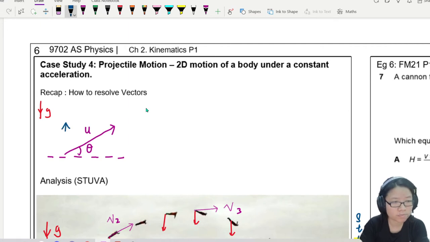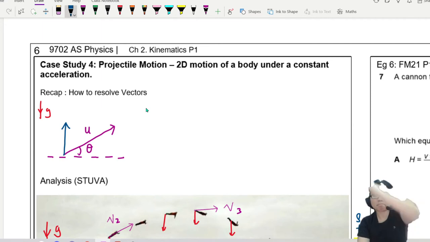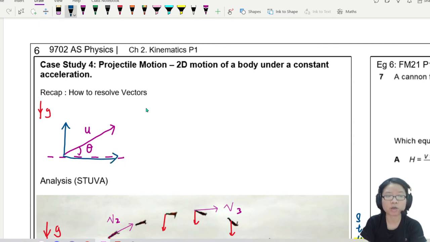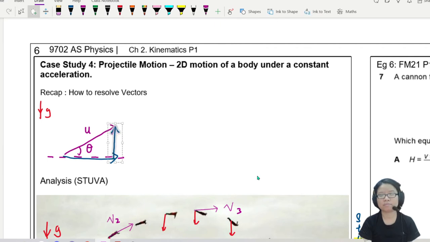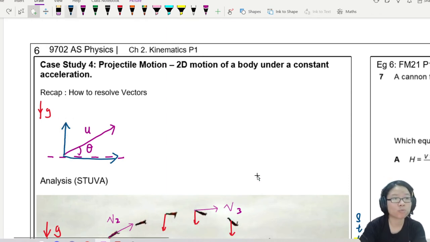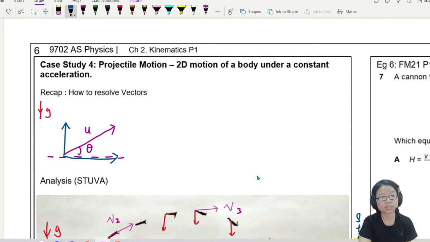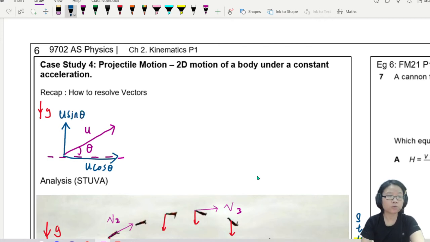This component is moving up, so I have an upward component. This is also moving to the right, so I have a right component. So it's split. If you don't like this split one, you prefer to draw a triangle, it is okay, then you draw a triangle like that. They are the same drawing. So when resolving, the one that is right beside the angle is cos, because cos is adjacent over hypotenuse. So this one will be u cos theta. And the one that is opposite the angle will be u sin theta. All right, so u sin theta and g is the one that will influence your velocity.